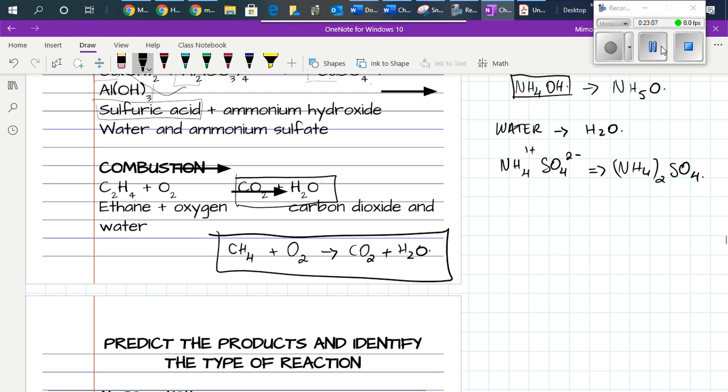Okay, so based on this explanation and this short review, and I know that it is very short in comparison to what you have done in Science 10, however, this is just a reflection. You should be able to predict what the products are in a reaction based on the type of reaction that is happening.